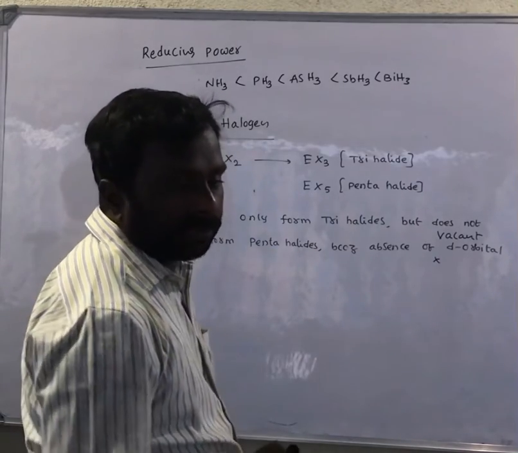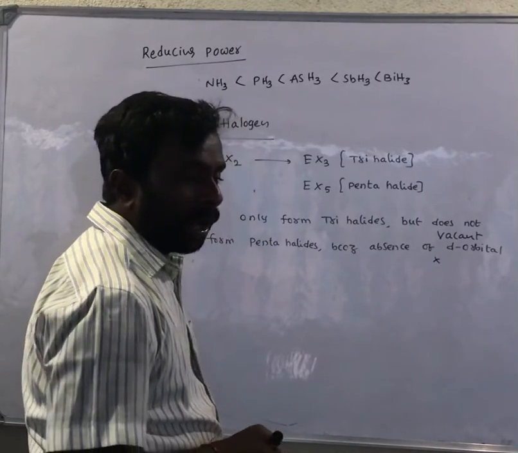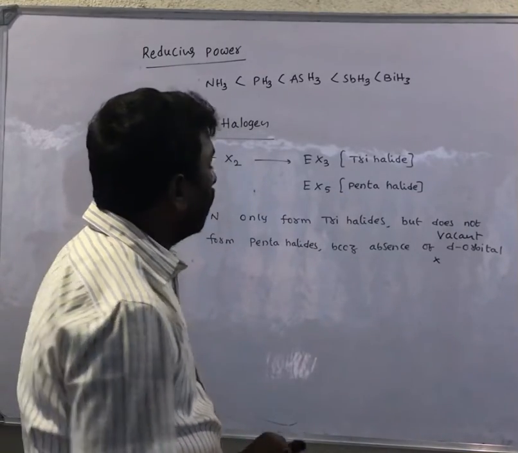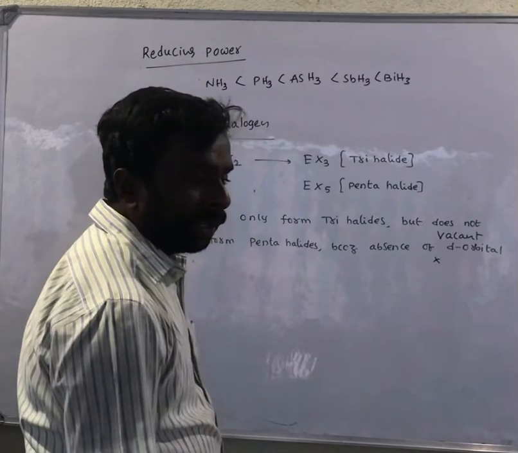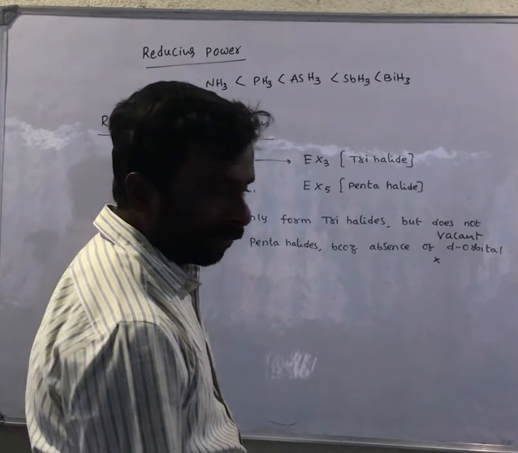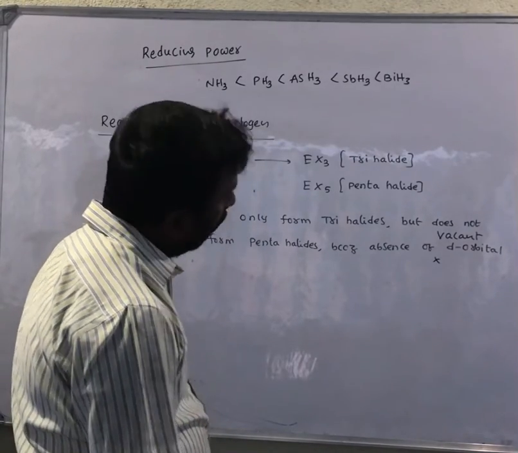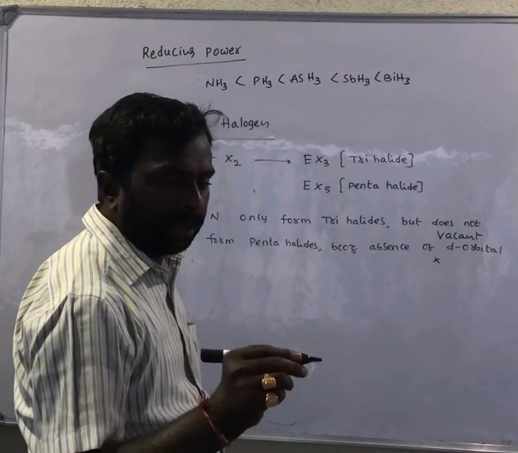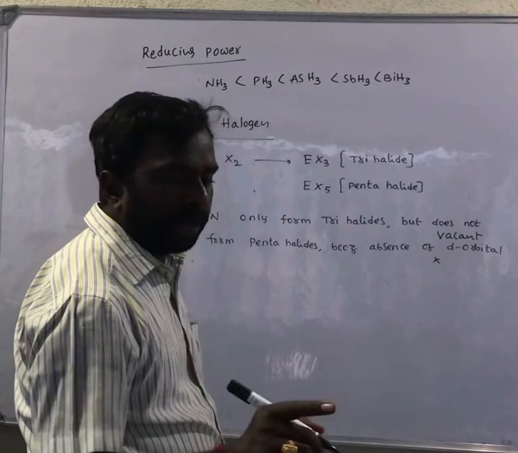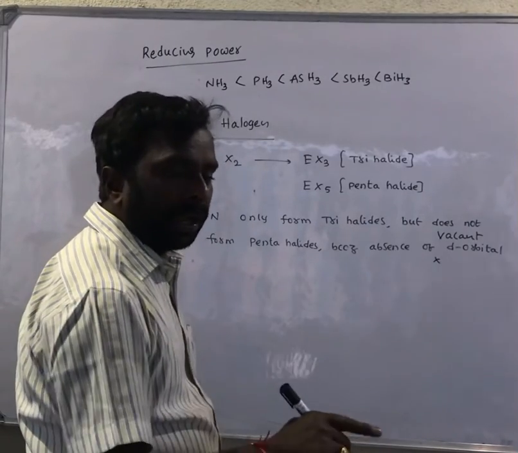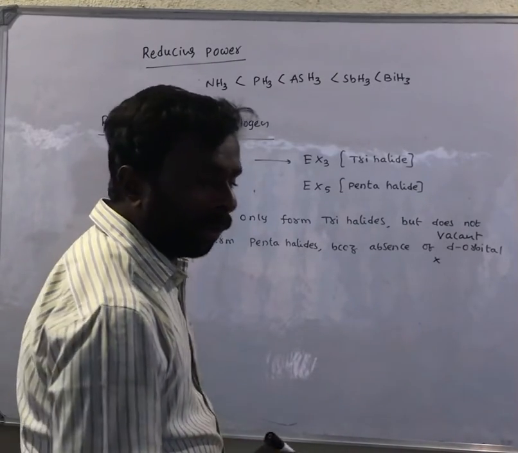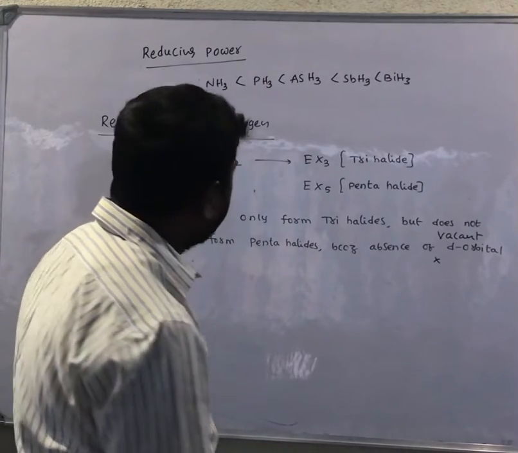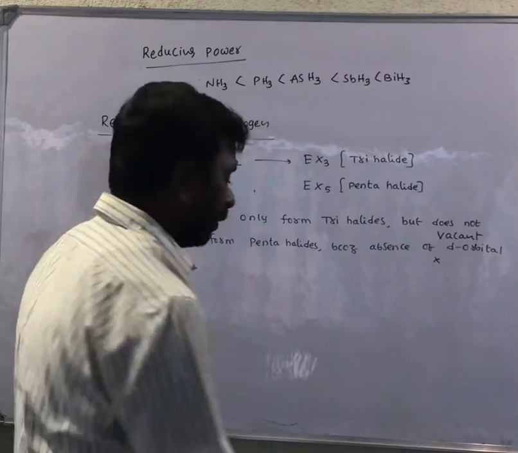Phosphorus, arsenic, antimony, and bismuth form pentahalides due to the availability of vacant d orbitals. They all form trihalides and pentahalides, but nitrogen only forms trihalides, not pentahalides. Why? Because of the absence of vacant d orbitals.